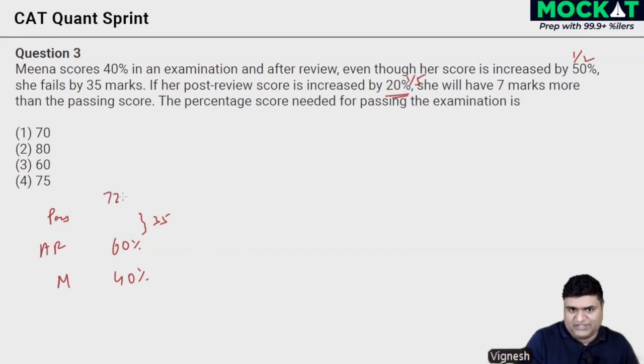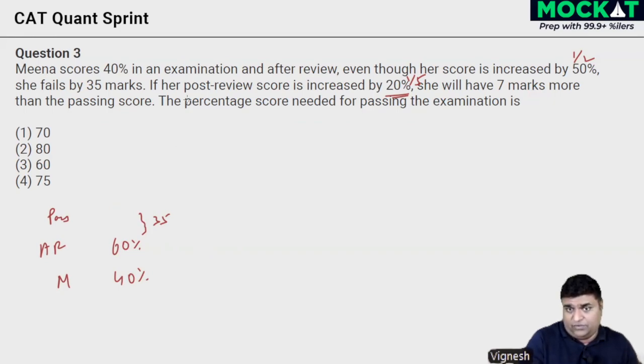12 more over here is 72%. Again, I'm skipping a lot of steps. I'm not writing them down. Need to be observant, right? 1/5 of this more is 72%. And what is happening over there? She would have had 7 marks more than the passing score.